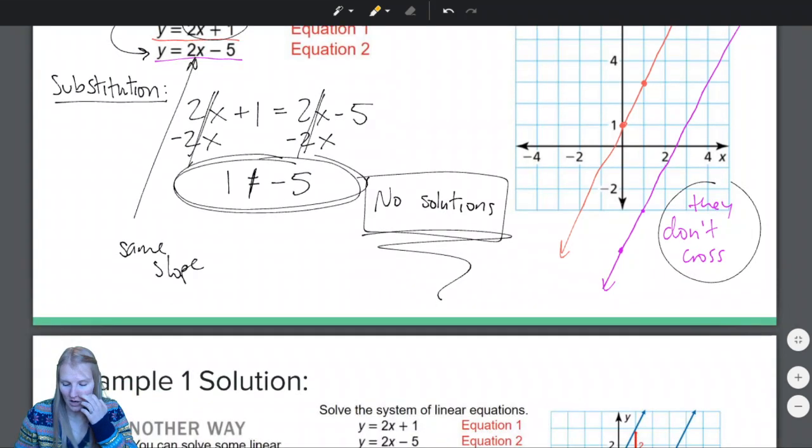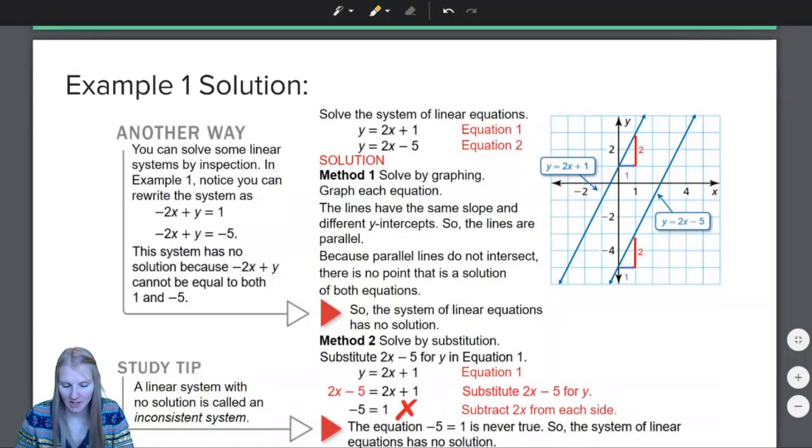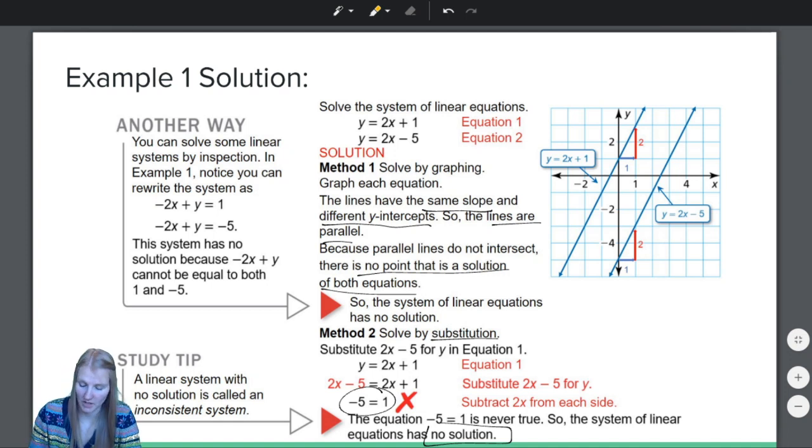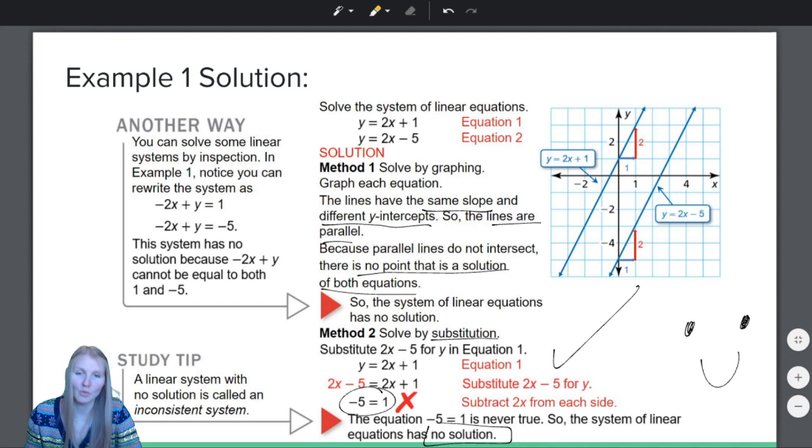Let's go ahead and check our answer. Yup, they graphed as well. Lines have the same slope, different y-intercepts, so the lines are parallel. So there is no point that is a solution. You can also go by substitution. You get something that's not true, so there is no solution. Awesome. They did the same thing that we did.